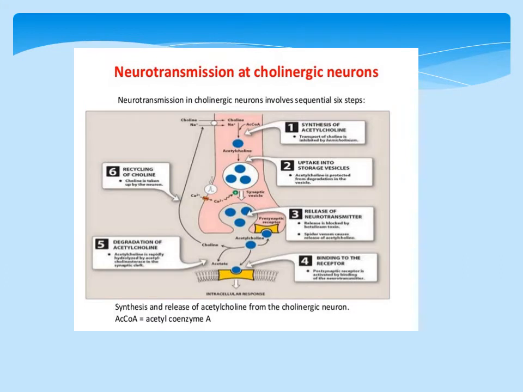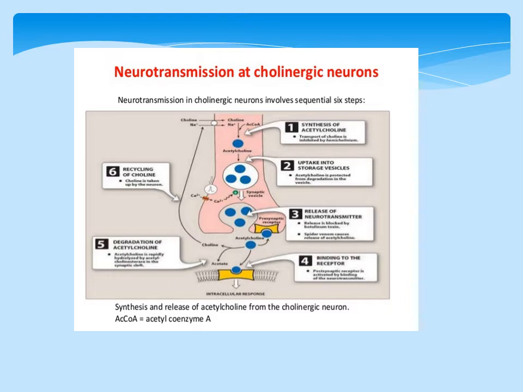You know the neurotransmission or neurohumoral transmission steps. First of all, synthesis of neurotransmitter, uptake of neurotransmitter, release of neurotransmitter, binding to the receptor, and then degradation of that neurotransmitter and recycling.